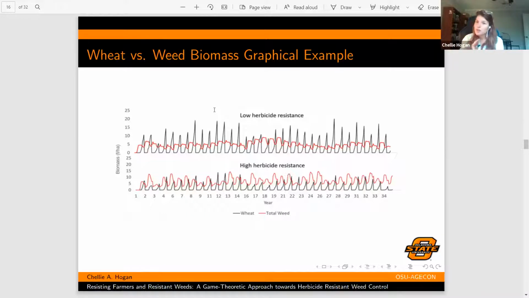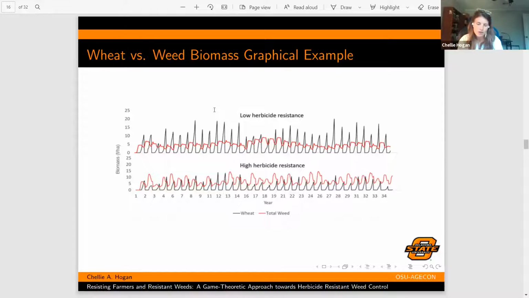And you can see the total weed biomass increases very quickly, and it has a slight upward trend going through time. And the biomass is greater than the wheat biomass. So there are bigger yield penalties in this high resistance scenario when compared to the low resistance scenario.